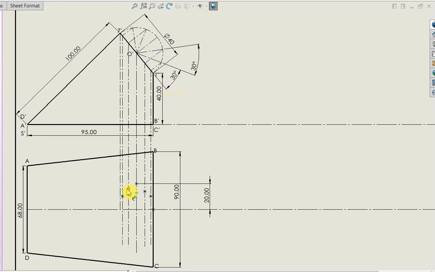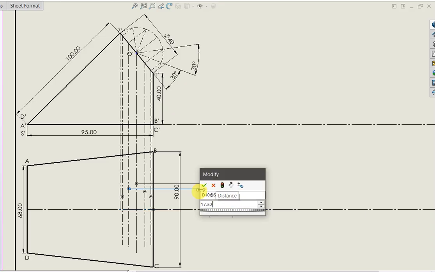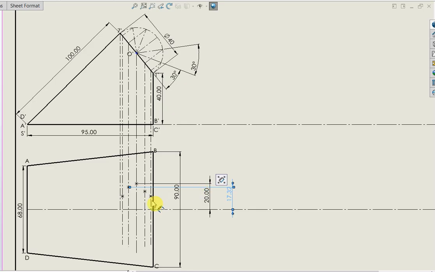It is 17.32. So this dimension here is also 17.32. The third line is supposed to be equal to this. This one is given exactly 10. So this dimension is supposed to be 10 millimeters.